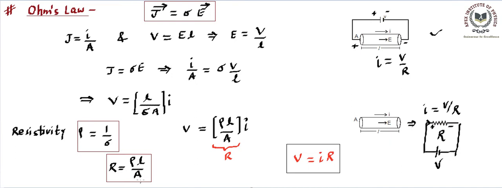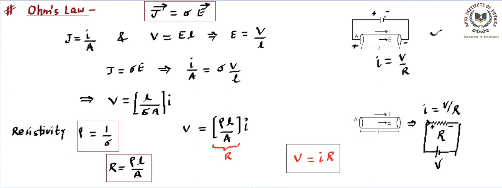One more point regarding this. Here L is the length, of course, and A is the cross-sectional area. What we mean by the length, we can understand much better. This length is basically the length along the direction of current. So if the current is flowing in this direction, the length of the material or conductor along the direction of current is what we are going to put over here.